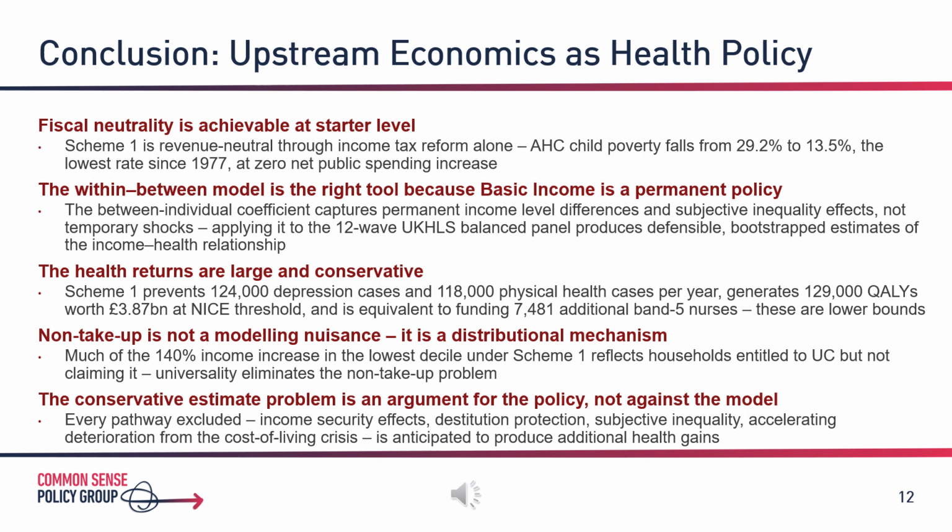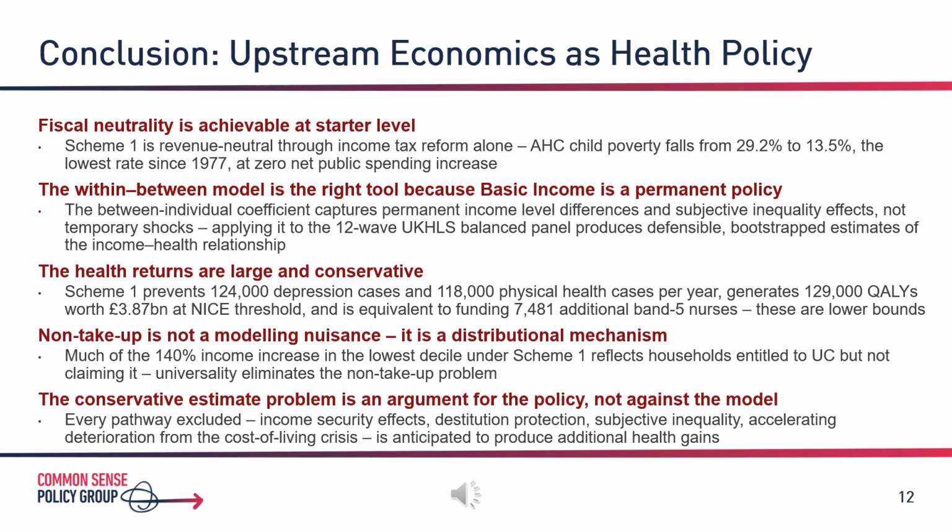The second thread is the within-between model. The choice between within and between coefficients is the central methodological decision of the health microsimulation. The within coefficient captures temporary income shocks. The between coefficient captures permanent income level differences. It is the right coefficient for estimating the health impact of a permanent policy change, because basic income is not a temporary transfer, but a structural change to every household's income floor. That decision is what makes this a valid health microsimulation rather than a cross-sectional correlation.